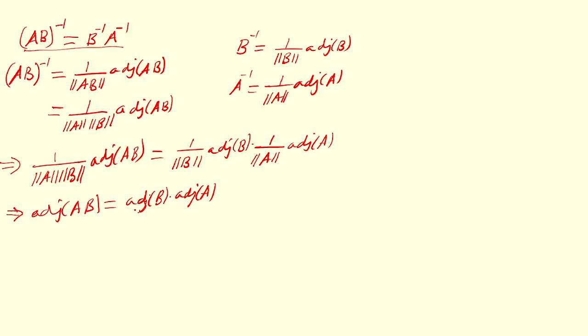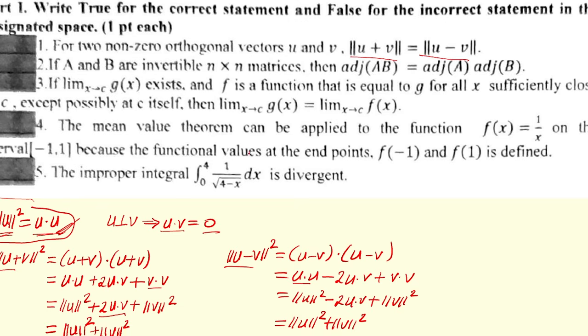Now look, adjoint of B times adjoint of A. As you know, the product of matrices is not commutative. This is different from adjoint of A times adjoint of B. Therefore, our answer is false, because the statement said that adjoint of AB is equal to adjoint of A times adjoint of B.